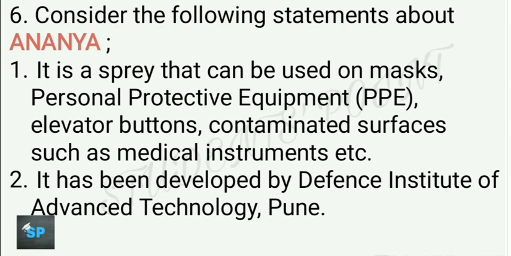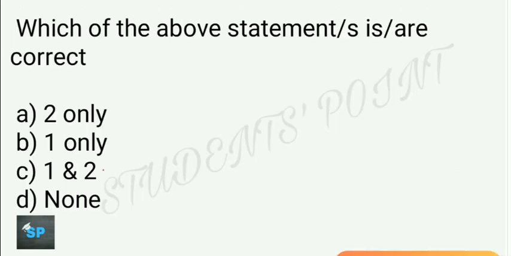The next question now, consider the following statements about Ananya. It is a spray that can be used on masks, personal protective equipments, elevator buttons, contaminated surfaces such as medical instruments, doors, floors, and similar surfaces. And it has been developed by Defense Institute of Advanced Technology, which is based in Pune. So here both of these statements are correct again. C is the right answer.